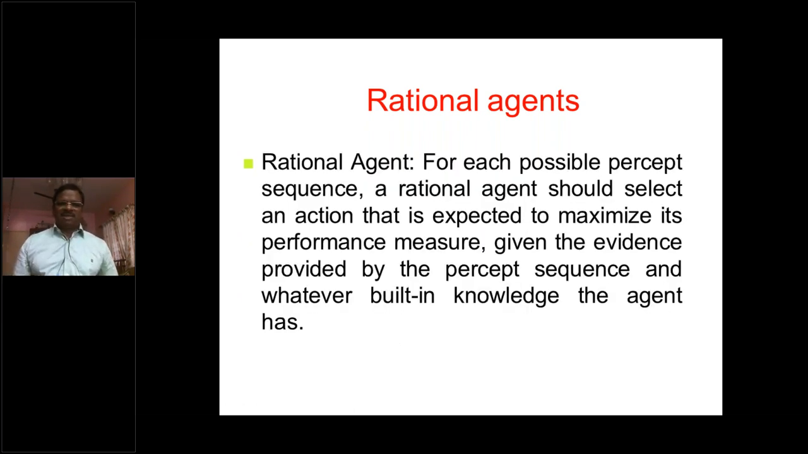What is a rational agent? For each possible percept sequence, that is the input sequence, a rational agent will select an action that is expected to maximize its performance measure, given the evidence provided by the percept sequence and whatever built-in knowledge the agent has. Using its knowledge only, a rational agent acts. Okay, this is the concept.